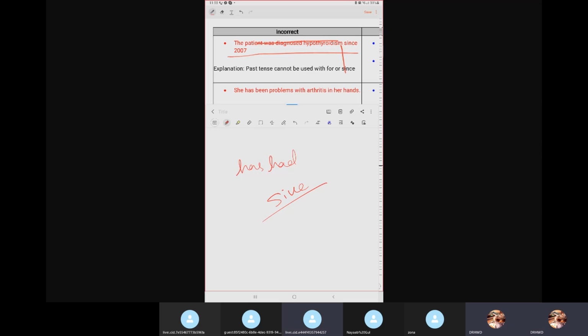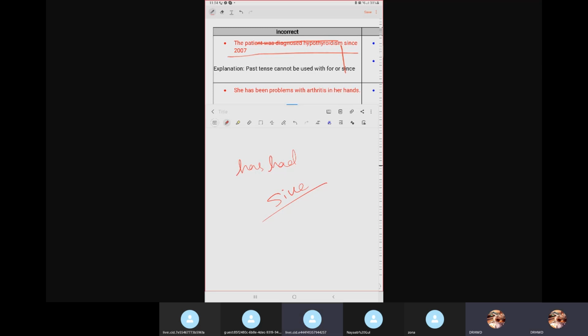She has been problems with arthritis in her hands. She has been problem. No, you cannot say that. She has been. Yes, she has been. I don't know why they are using having problems. Okay. So what would you do? How would you correct it? I guess she has had problems with arthritis in her hands is good if the time is not specified.